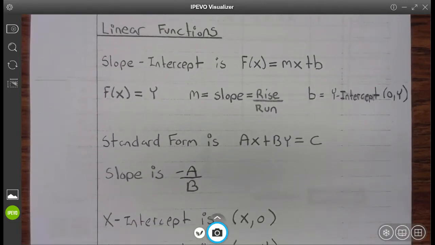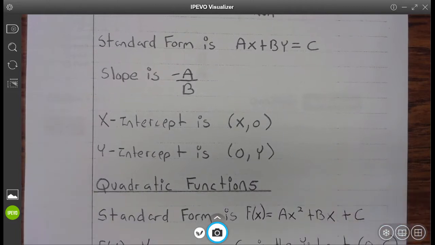Linear functions. Slope-intercept form is f of x equals mx plus b, where f of x equals y, m equals slope, which is rise over run, and b is the y-intercept 0, y. Standard form is ax plus by equals c, where the slope is negative a divided by b. And the x-intercept is x, 0, and the y-intercept is 0, y.